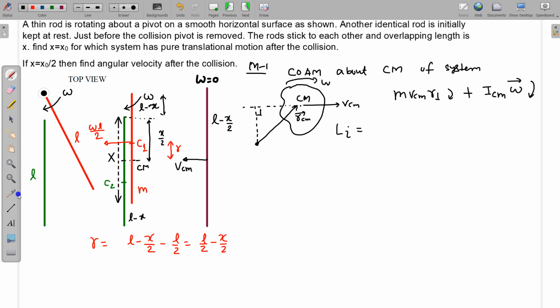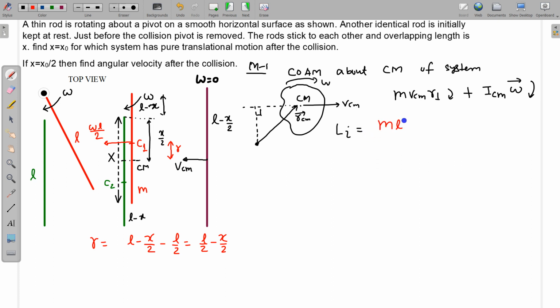Now mvr, the sense of mvr here, this is the r vector, r cross v, this is anti-clockwise. So this term has anti-clockwise sense. Angular momentum due to this VCM will be anti-clockwise, and omega is clockwise, so this term will be clockwise. I am taking clockwise term as positive and anti-clockwise term as negative. So clockwise will be the contribution of omega, and that will be ICM into omega.